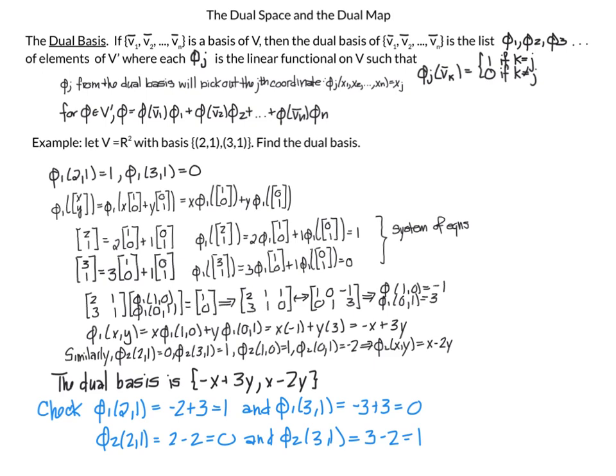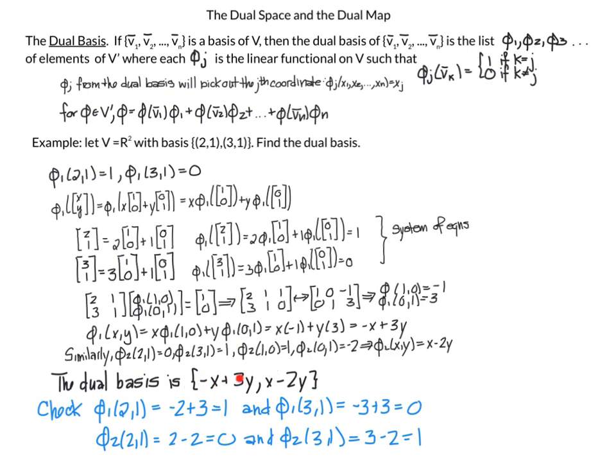And one other thing I want to mention about this example, you can do a sanity check here. Remember, our phi of (2, 1) needs to equal 1. Well, you can plug it in. Our phi 1, our first basis vector, is negative x plus 3y. So when x is equal to 2, we have minus 2. When y is equal to 1, we have plus 3, which is equal to 1, exactly what we want. But we also want phi 1 of our second basis vector, (3, 1), to equal 0.